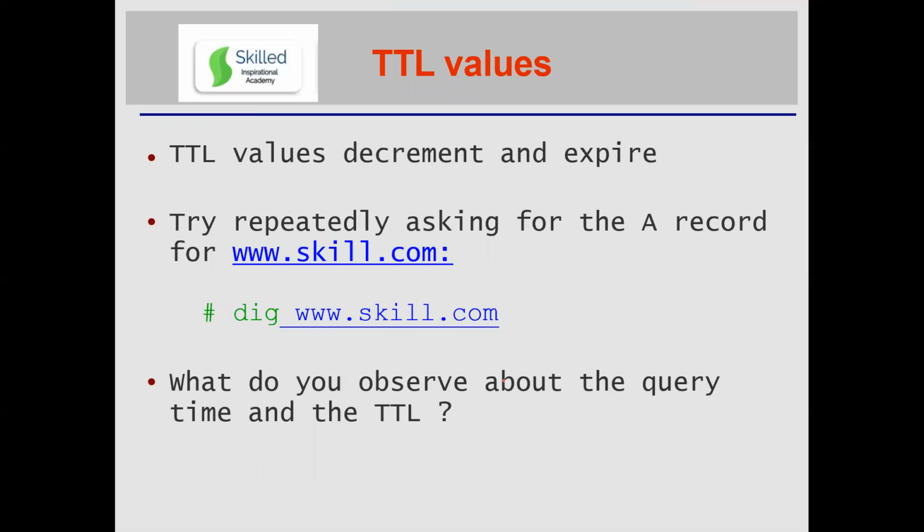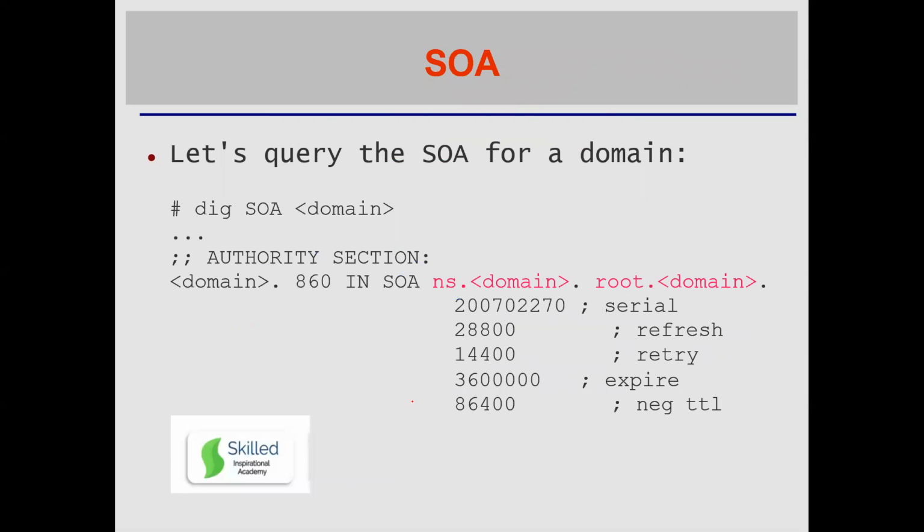That's it. So let's talk more on the TTL value. What is the TTL value? Time to live. The TTL value decrements over time and expires. So if you try repeatedly asking for the A record for www.skill.com, what do you observe about the query time and TTL? So let's go through this.